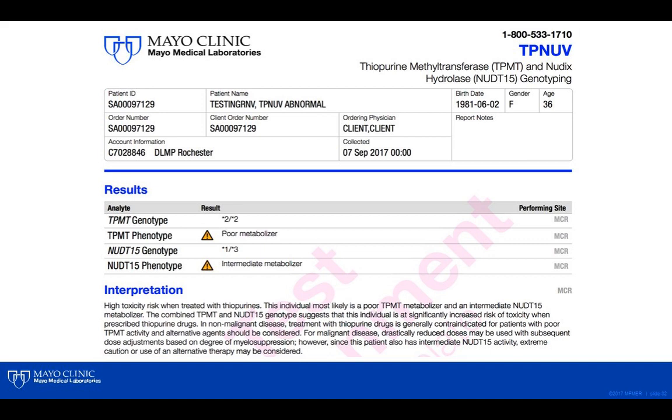In that scenario, the TPMT component will typically be concordant between the 2 different assays. So you could look at the TPMT section from the TPNUV report and TPMT3's report and verify that indeed they were concordant. After verifying that the results for TPMT are concordant between the activity assay and the genotyping test, one could then use the recommendation from the TPNUV test that combines interpretation for TPMT and NUDT15. In the rare cases where TPMT results are not concordant, we would encourage you to call the laboratory and we would be happy to assist you with interpreting the results.